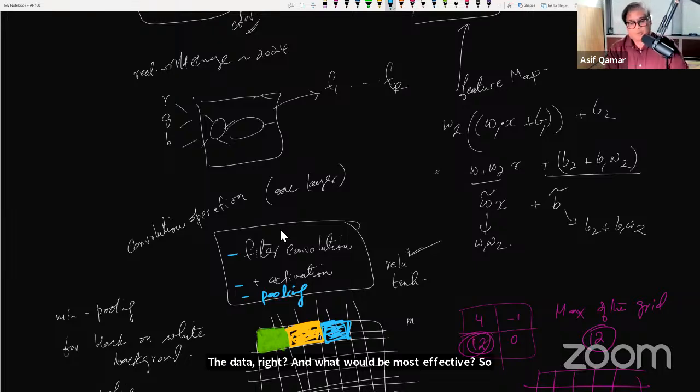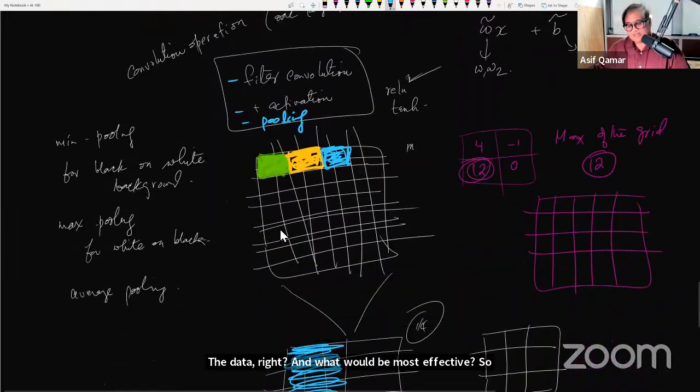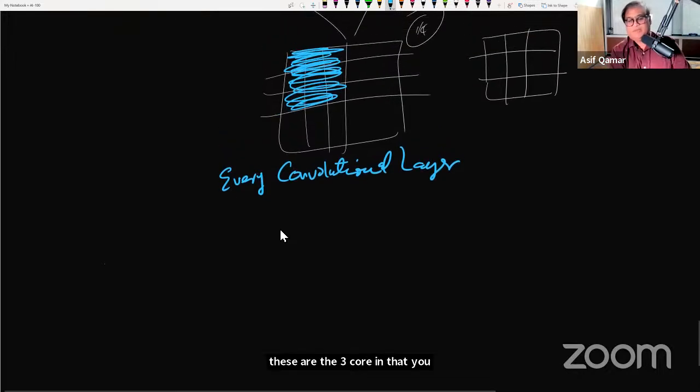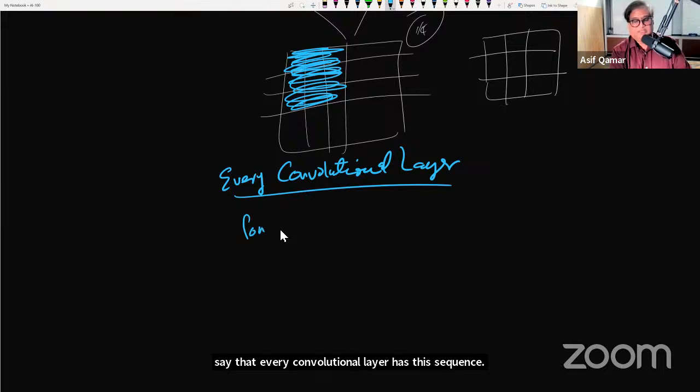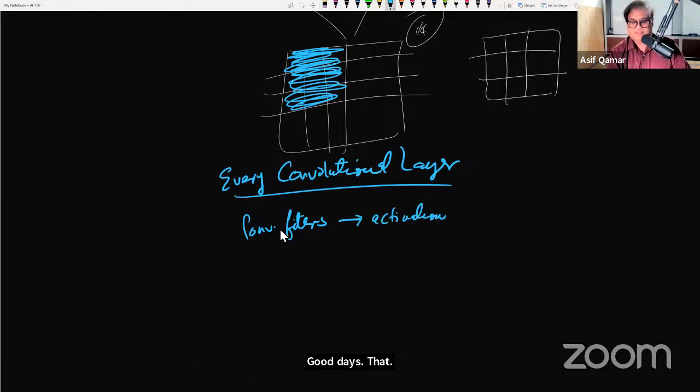So these are the three core ingredients that you need. And so today we say that every convolutional layer has this sequence. It has convolutional filters, followed by activation, followed by pooling to produce a feature map. A few channels of feature map.